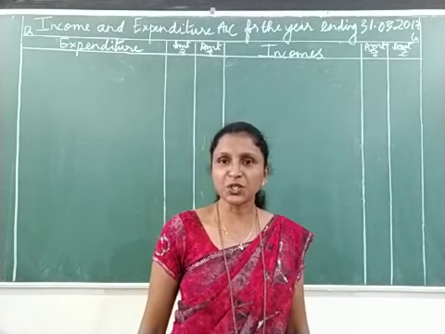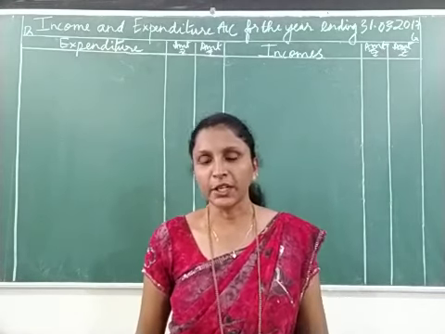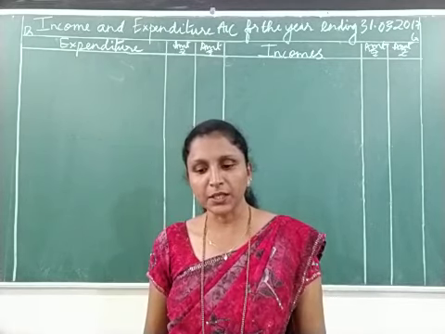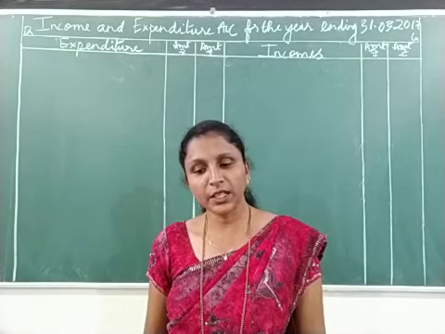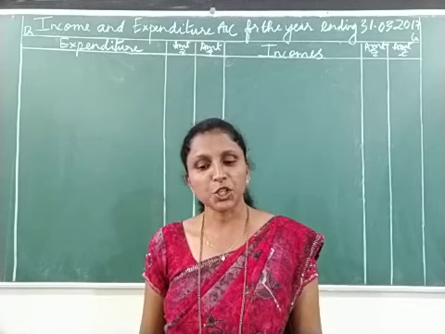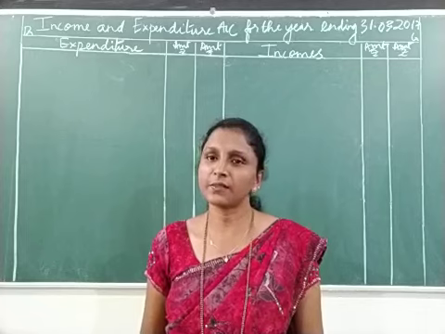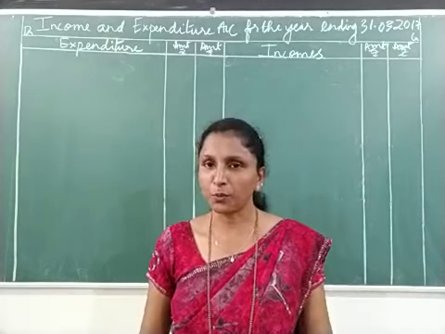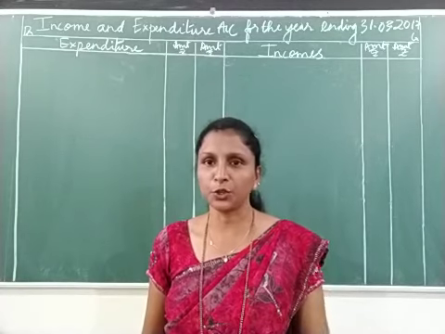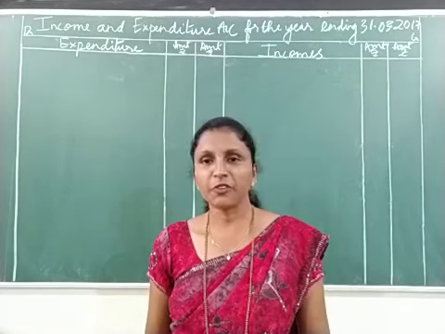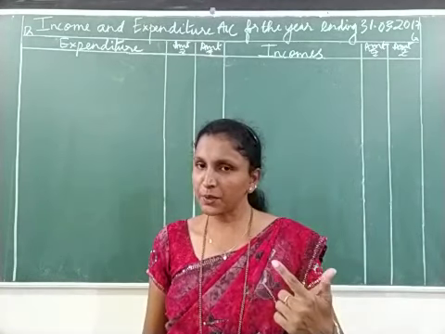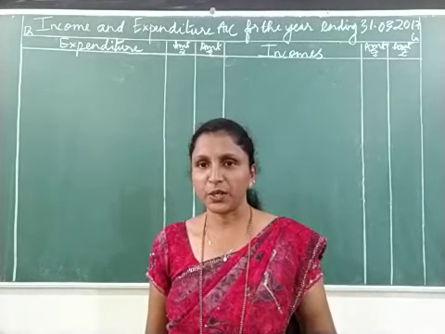And they have asked you to prepare income and expenditure account and balance sheet as on 31/12/2017. Make a correction there once again. It should be 31/3/2017. Okay, this is the problem given to us. In short, what is given to us in the problem is one balance sheet, a receipts and payments account, and adjustments.